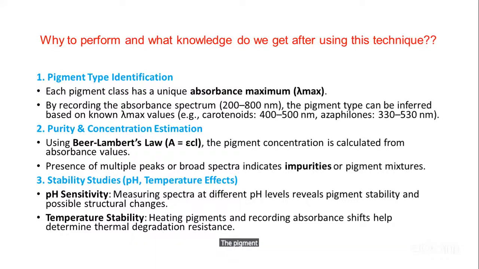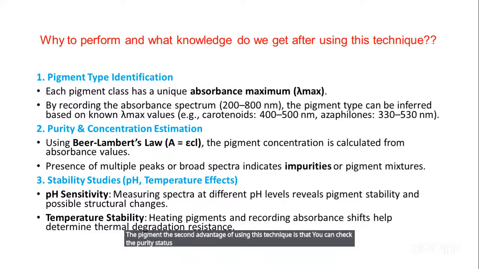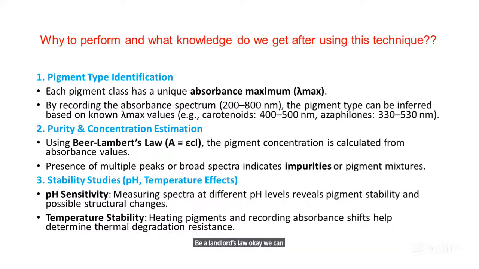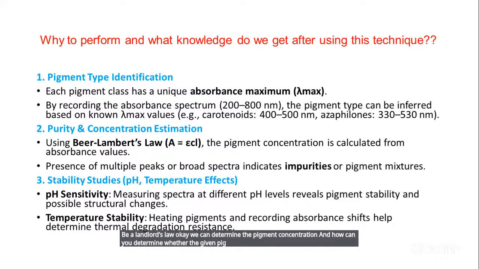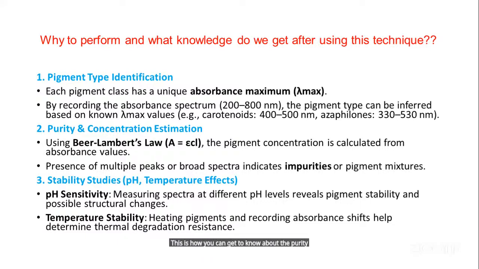The second advantage of using this technique is that you can check the purity status and estimate the concentration of a given pigment. How can you estimate the concentration? This is basic in microbiology and other biology: using Beer Lambert's law, we can determine the pigment concentration. And how can you determine whether the given pigment is pure or impure? If you are getting multiple peaks or broad spectra, it means your pigment is impure, or you can say it is a mixture of pigments. This is how you can get to know about the purity and concentration of the pigment.